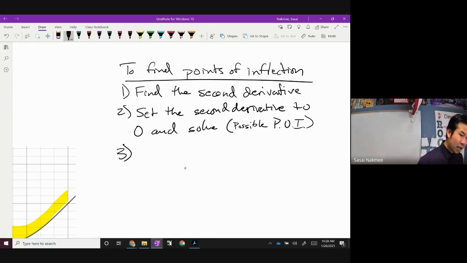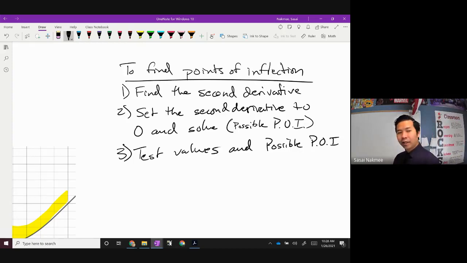Step 3 is the last step, which is basically what you saw me do: test values around possible points of inflection. And that's it. That's all you have to do for these concavity tests. You take the second derivative, set it equal to 0, and then test points around it. Once you test those points, you can see if it's concave up or concave down. And if you combine that with your first derivative test, you can see if it's increasing or decreasing, and so on and so forth.